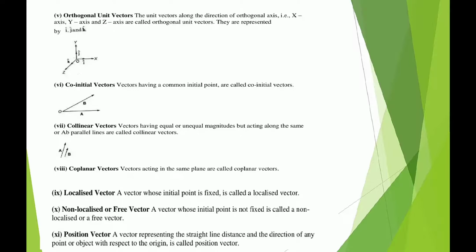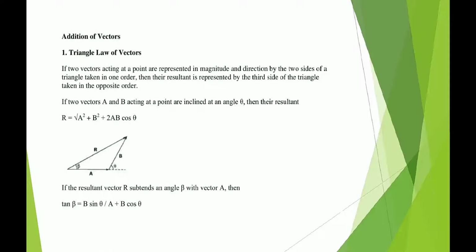Position vector. A vector representing the straight line distance and the direction of any point or object with respect to the origin is called a position vector. Addition of vectors. Triangular law of vector addition: if two vectors acting at a point are represented in magnitude and direction by two sides of a triangle taken in order, then their resultant is represented by the third side of the triangle taken in the opposite order.